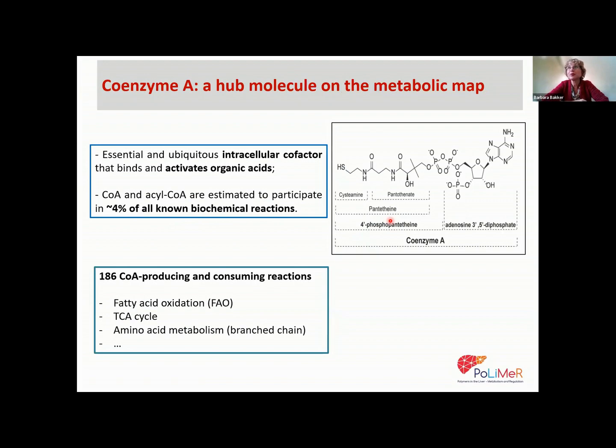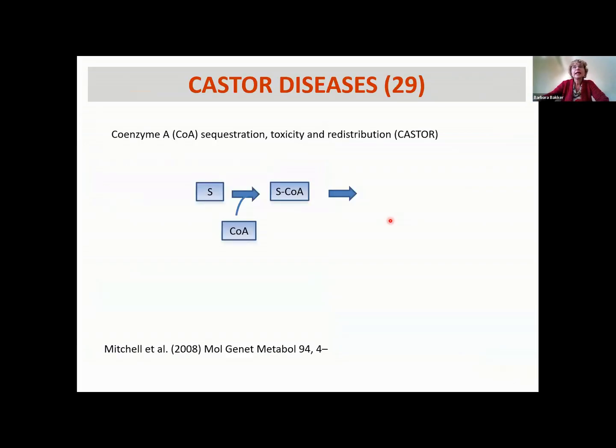One of these very important molecules is coenzyme A. Coenzyme A, you saw already, is involved in the fatty acid oxidation, but it's involved in many, many reactions. So if something happens to the availability of a coenzyme, it will affect the entire network. And another organizing principle here is that Grant Mitchell, a Canadian doctor, at some point hypothesized that coenzyme A sequestration could be underlying the symptoms in many metabolic diseases where coenzyme A is involved.